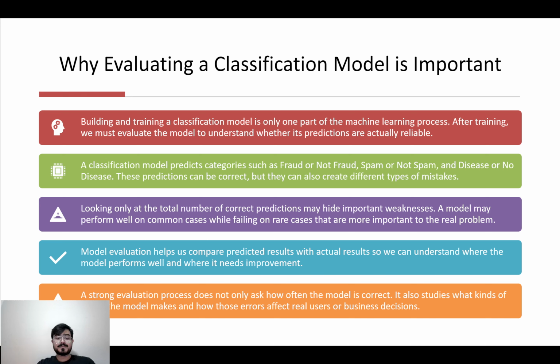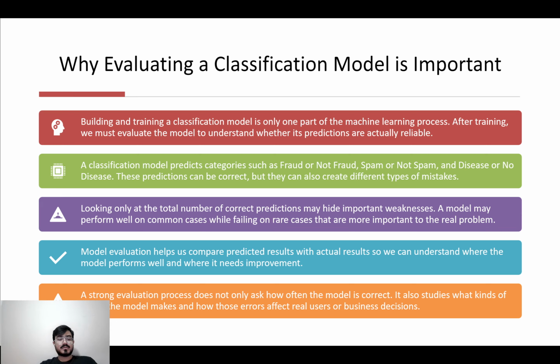Imagine a bank processes 1,000 transactions in a day and only 10 of them are actually fraudulent. If a model predicts every transaction as not fraud, it will correctly classify 990 transactions and achieve 99% accuracy. Even though the accuracy looks excellent, the model completely missed all 10 fraud cases, which are actually the most important transactions to identify. This example shows why accuracy alone cannot fully describe a model's performance.